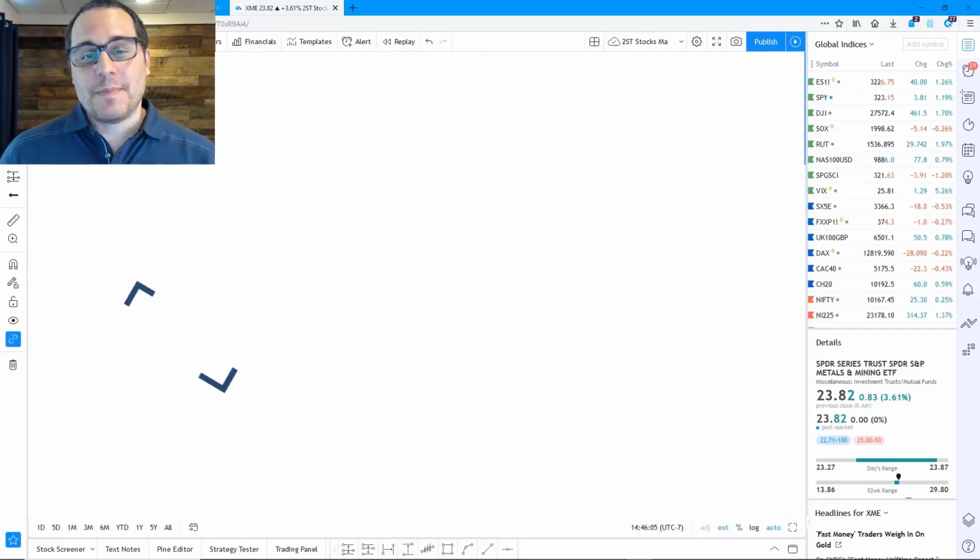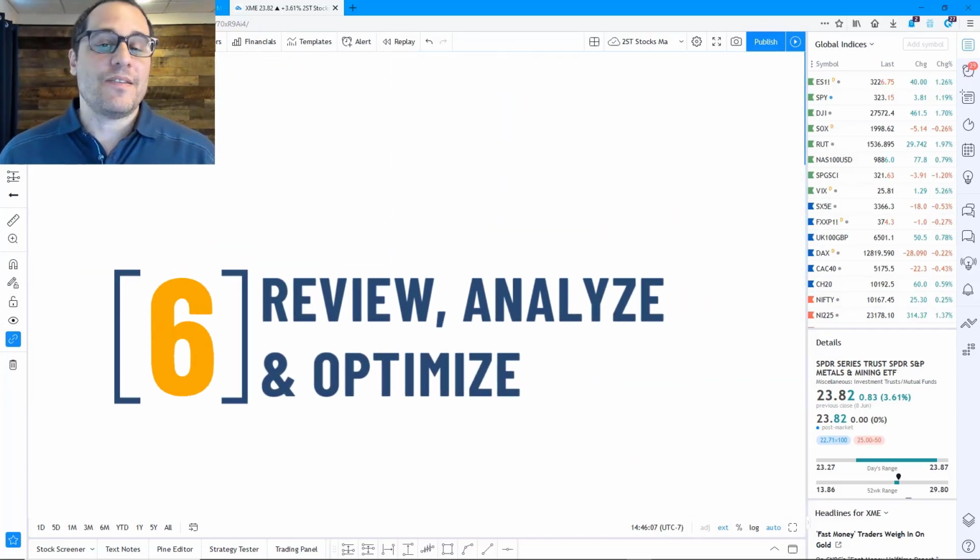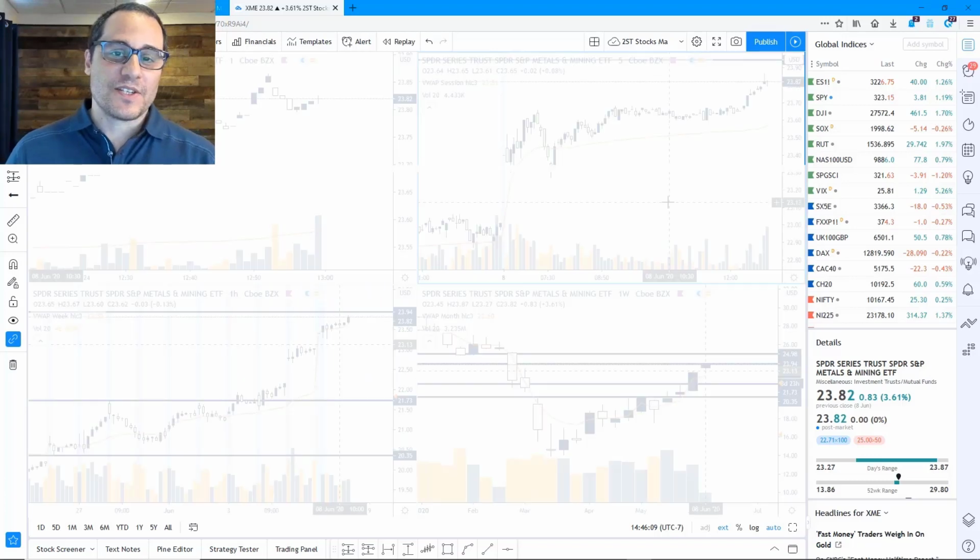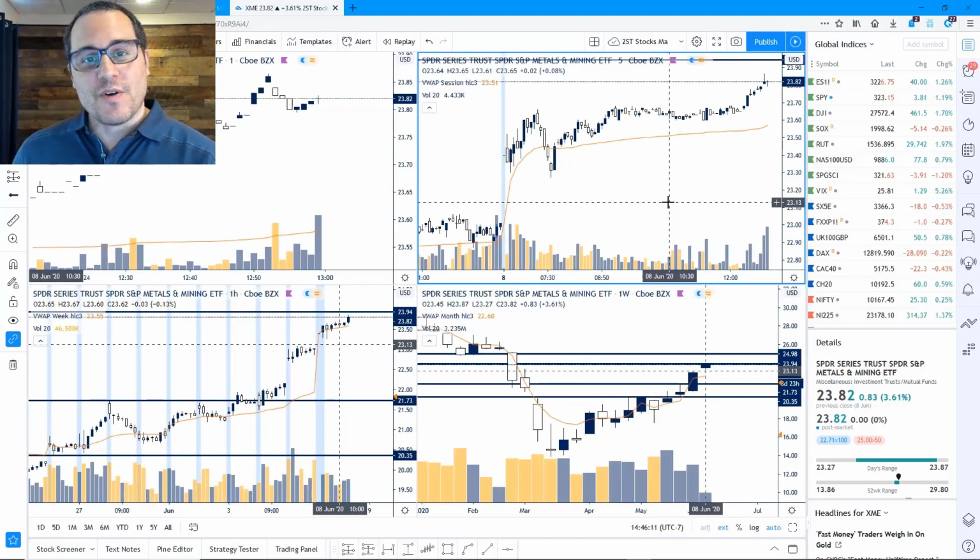And then the 6th tip is to review, analyze, and optimize. After each session is over, usually about 30 minutes to an hour after, I start filling out my trading journal and I look at all my trades for that particular day.